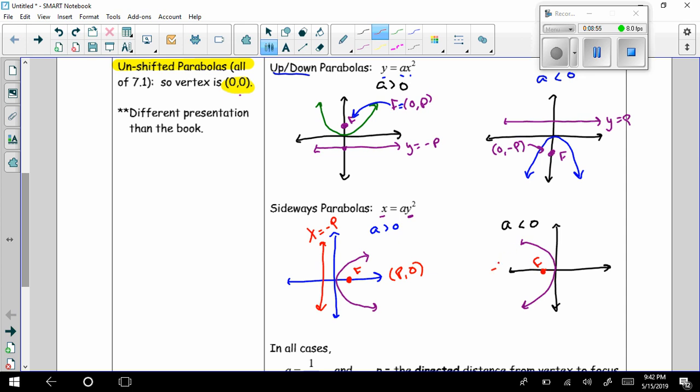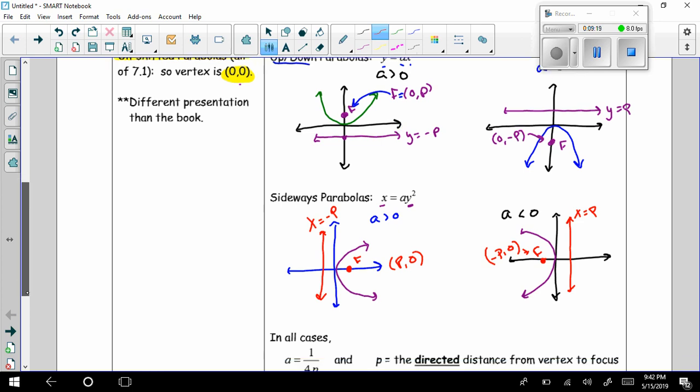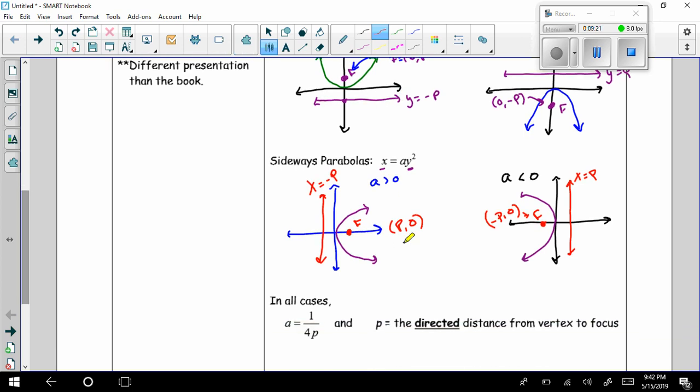at negative p, 0. And then your directrix will be on the positive side, x equals p. Alright, so just keeping in mind that these are inverted and that your x's and your y's are flipping around there in terms of your focus and your directrix.